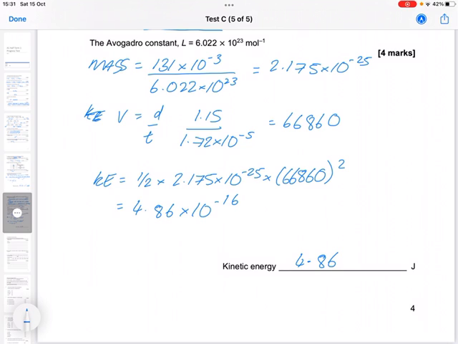4.86 times 10 to the minus 16. So there's the marks for working out the mass, marks for working out the velocity, marks for putting the numbers in the formula, and then 1 mark for the final answer.